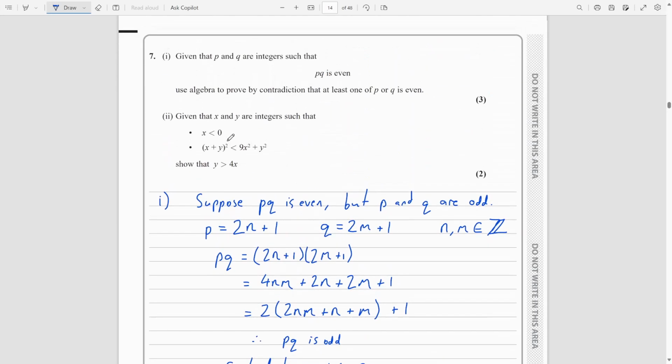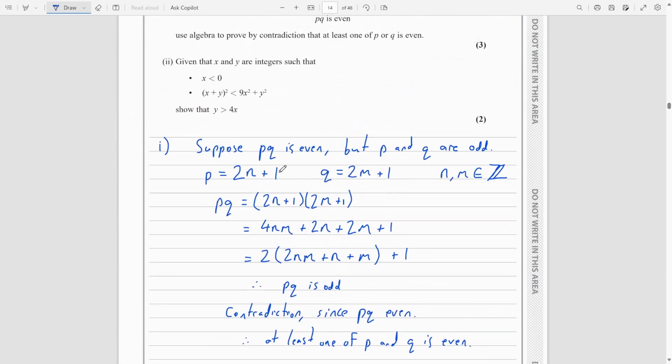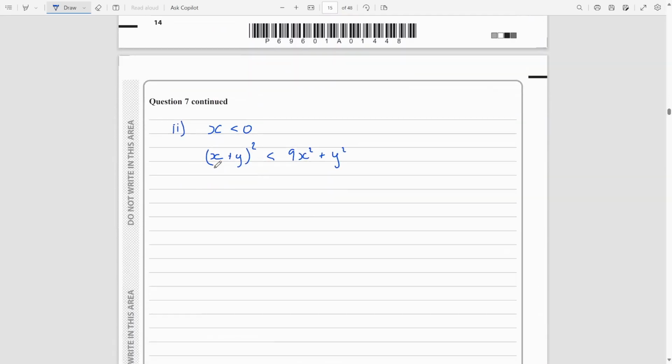Okay, what's part 2? Given that x and y are integers such that x is negative and (x plus y) squared is less than 9x squared plus y squared, show that y is greater than 4x. I'm just going to write those things down here. Okay, now what are we aiming for? We're aiming to show that y is greater than 4x. So let's work with this.